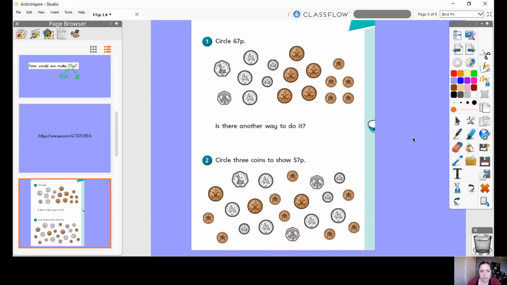Question 1 says circle 67 pence. So let's have a think about 67. Let's partition it into 60 and 7. Ooh, we don't have a 60p coin and we don't have a 7p coin. Let's think about this 60 first. Which coin is the closest in value to this one, but doesn't go over it? 50p. 50p is the closest. It's nearly there. So what would I have to add to 50p to make 60p? Here's my 50p.